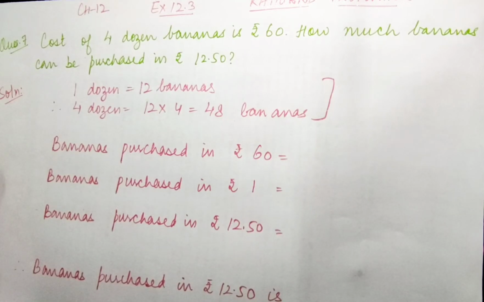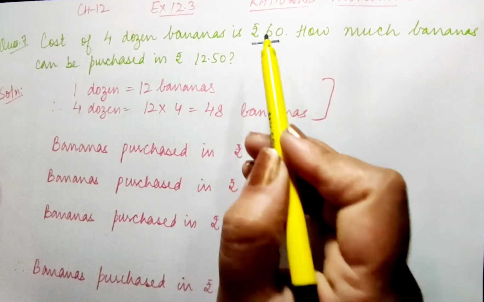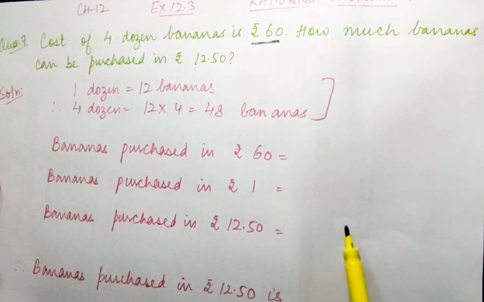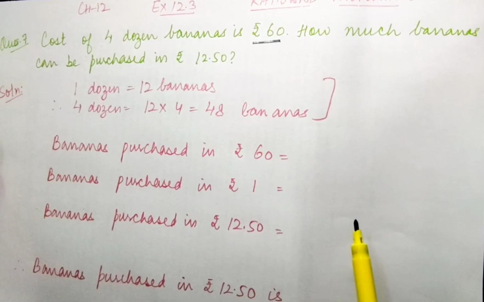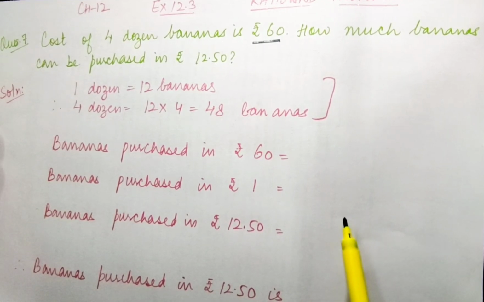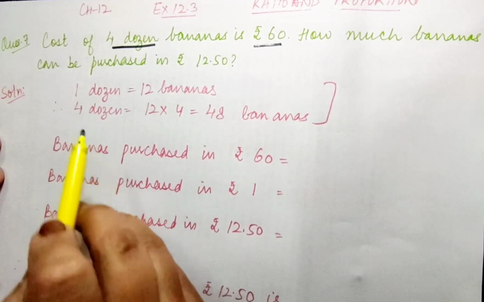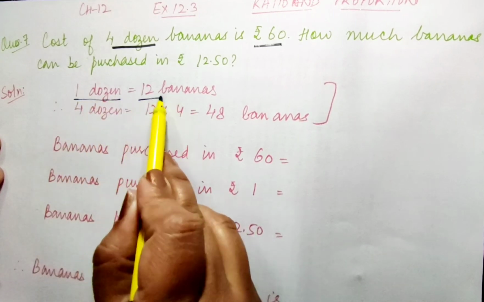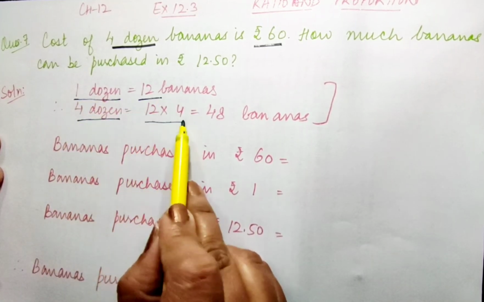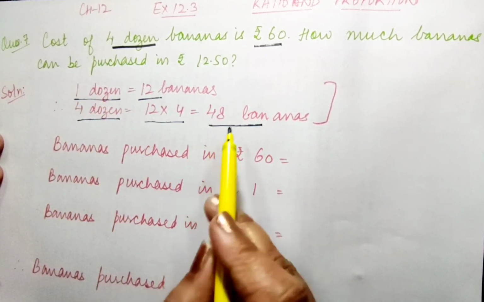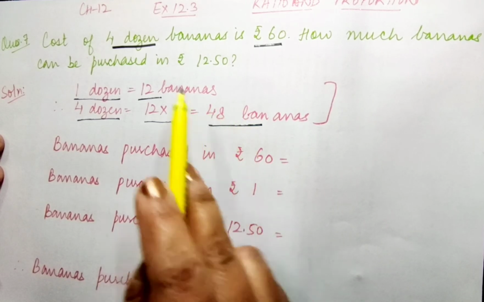Now again let's check question number 7. Cost of 4 dozen of bananas is rupees 60. And how many bananas can be purchased in rupees 12.50? So here first of all we have to convert 4 dozen into number of bananas. How many bananas are there? Okay, so 1 dozen is 12 bananas. So 4 dozen means 12 4s are 48 bananas. So we will consider this now instead of 4 dozen.